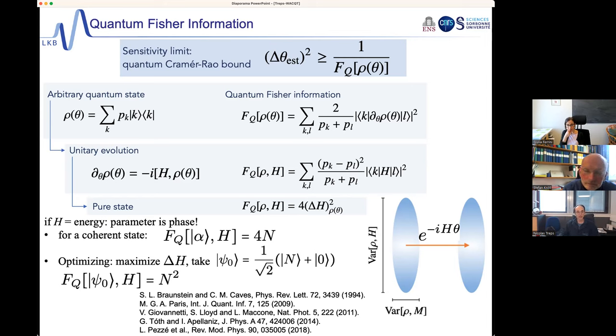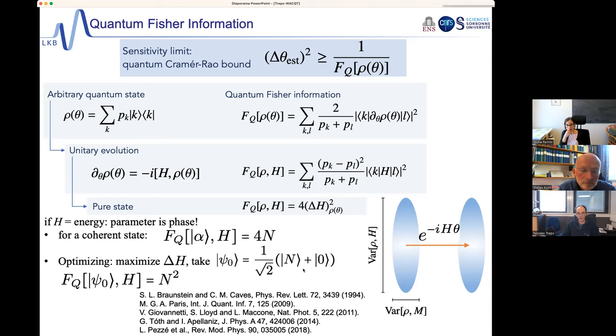So in this slide, there are two things to remember, I think. Your quantum Fisher information, in the pure case, is something quite intuitive. It is the variance of the generator of your transformation, so for instance, energy for phase. And then for a coherent state, it leads directly to the shot noise limit, and it allows you to find an exotic state to go beyond that.